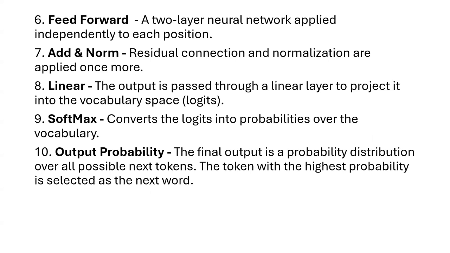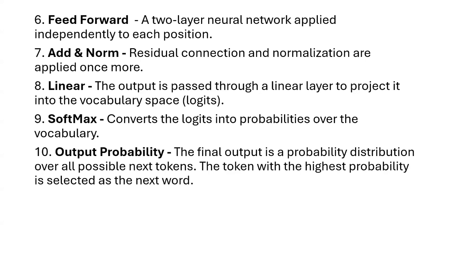It is basically a two-layer neural network applied independently to each position. How it works, we will see. Then again, the same process happens. The residual connection and normalization are applied once more, as we have seen in the architecture also. Then whatever the output is, that is passed to the linear layer.